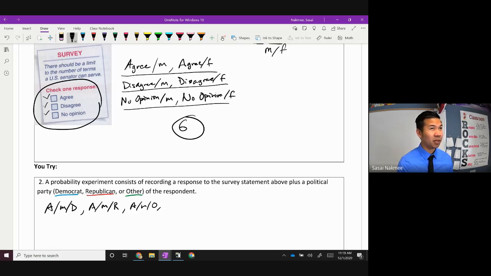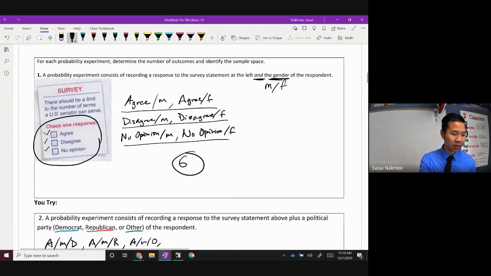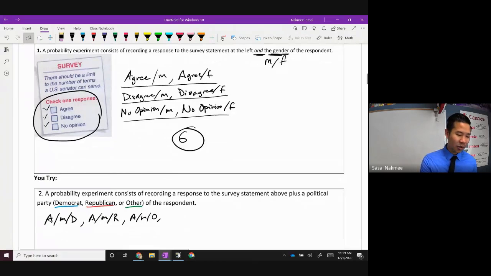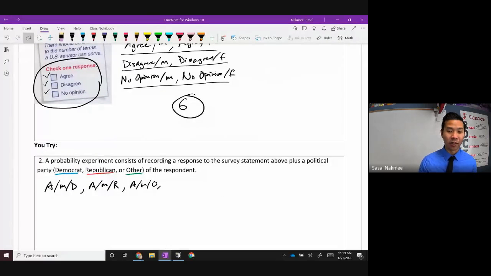Especially when you start dealing with really large possible outcomes, it's easier to do that than write it all out. But there is a pattern. We got 6 for the previous one: agree male, agree female, right? And that was only 6 right there. Don't forget to take into account Democrat, Republican for each of those ones.